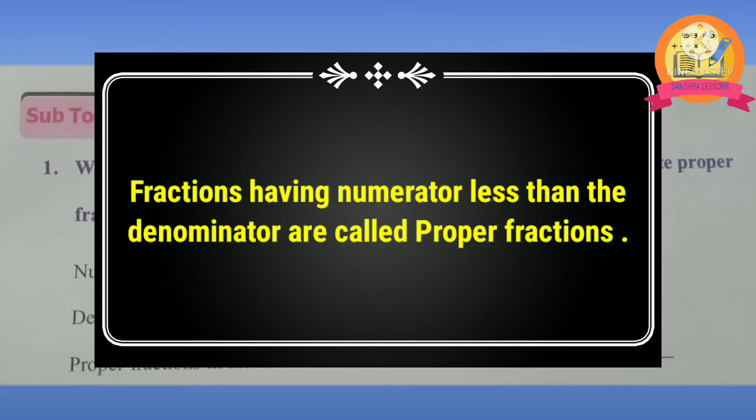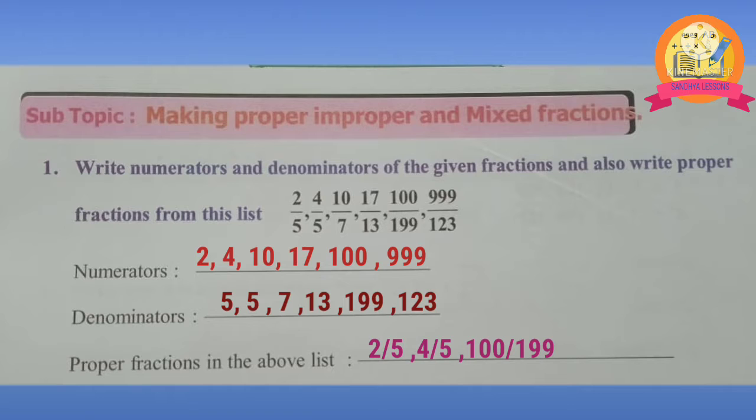123. Let us learn about proper fractions. Fractions having numerator less than the denominator are called proper fractions. Proper fractions from the above list are 2 by 5, 4 by 5, 100 by 199.